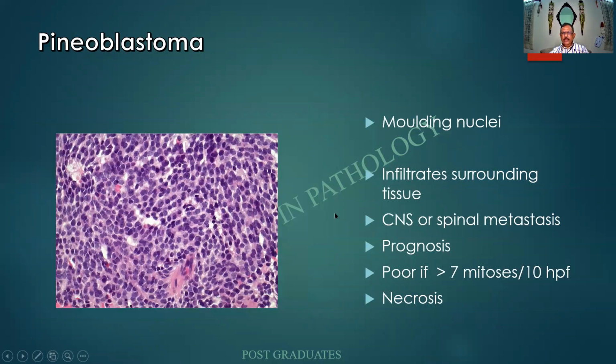In pineoblastoma, just like the small cell carcinoma of the lung, there is a molding of the nuclei. There is an infiltration, no clear demarcation. CNS or spinal metastasis is common, and the prognosis is supposed to be poor if the mitotic rate is more than 7 in 10 high power fields. Areas of necrosis.